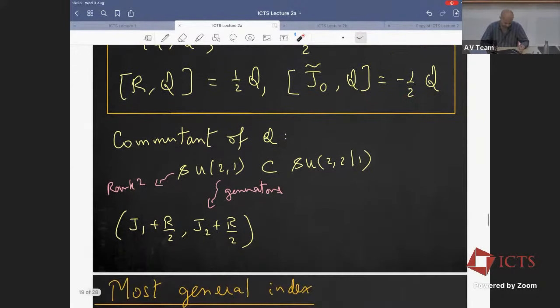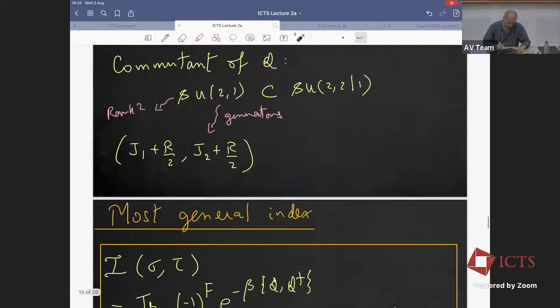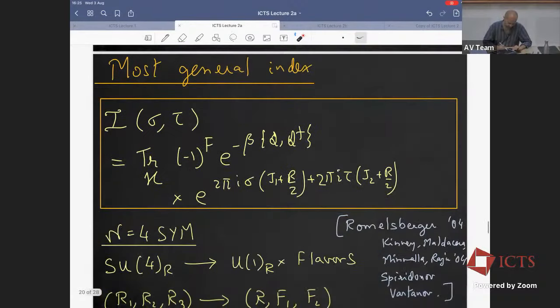All right. So the most general index is like this. There are only two things you can put. So it's minus trace, minus under the F, e to the minus beta Q Q bar, times e to the sigma coupling to J1 + half R, and e to the tau coupling to J2 + half R. And in addition, of course, you can put flavors. Flavors means it commutes with the full superalgebra. So here you can also put mu_I f_I if you want. Okay, these are flavors.